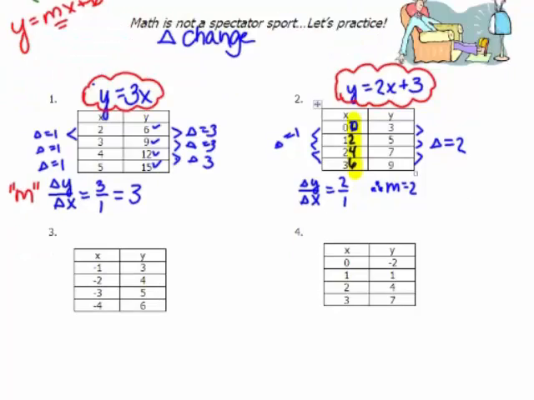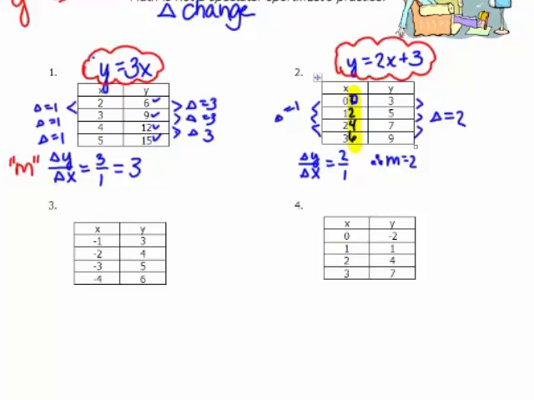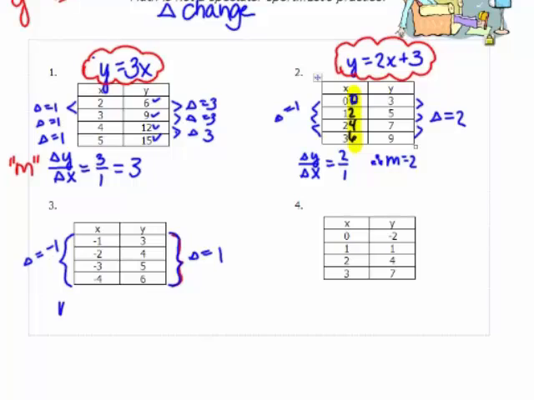Moving on, let's do 3. I want you guys to come up with your delta y over delta x. All of these changes are 1, and all of my x changes are negative 1. Makes a difference. So my slope, which is delta y over delta x, equals negative 1.